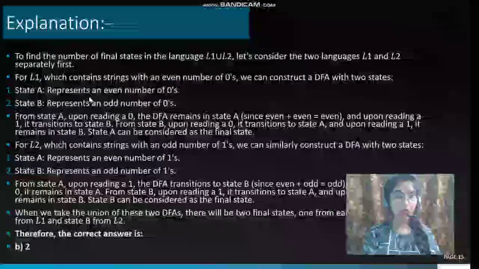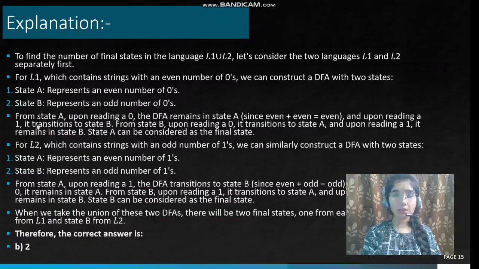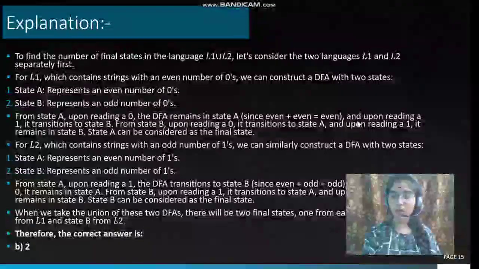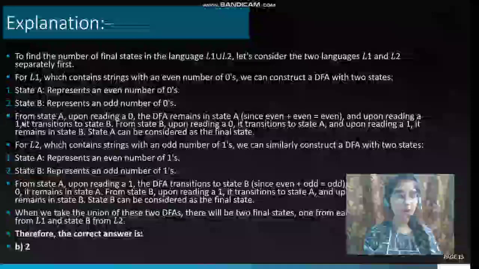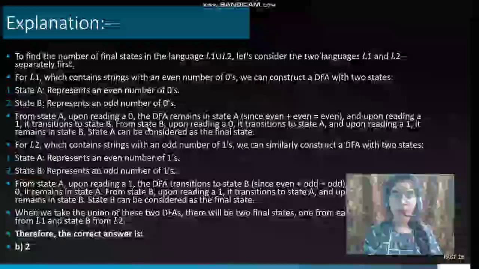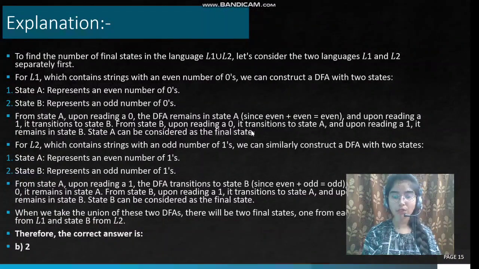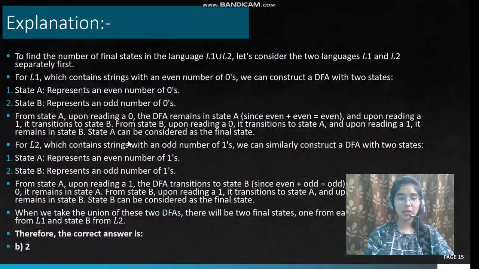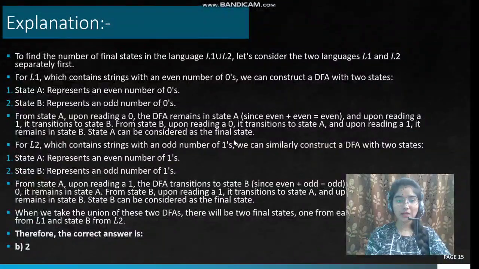State A represents an even number of zeros and state B represents an odd number of zeros. From state A, upon reading a zero, the deterministic finite automata remains in state A, since even plus even equals even, and upon reading a 1, it transitions to state B. From state B, upon reading a 0, it transitions to state A, and upon reading a 1, it remains in state B. State A can be considered as the final state.